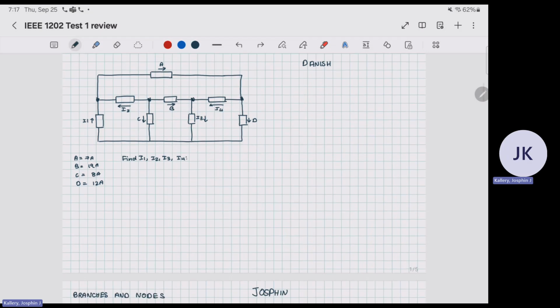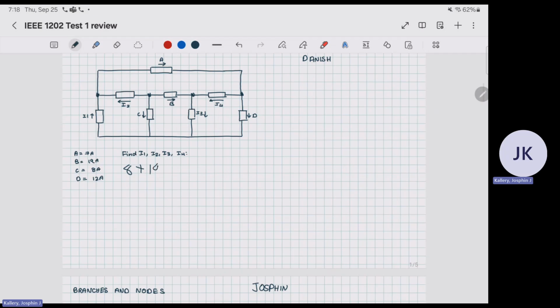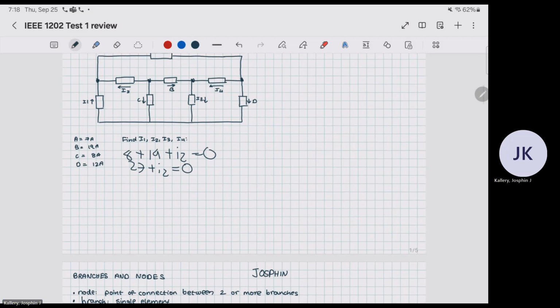Okay, so we have 8 plus B is also leaving, so 19 plus I2 equals 0 because they're all leaving, so there's nothing entering this node. So we just do 8 plus 19. We get 27 plus I2 equals 0. We can move the 27 to the right side, so we get negative 27. So I2 equals negative 27.